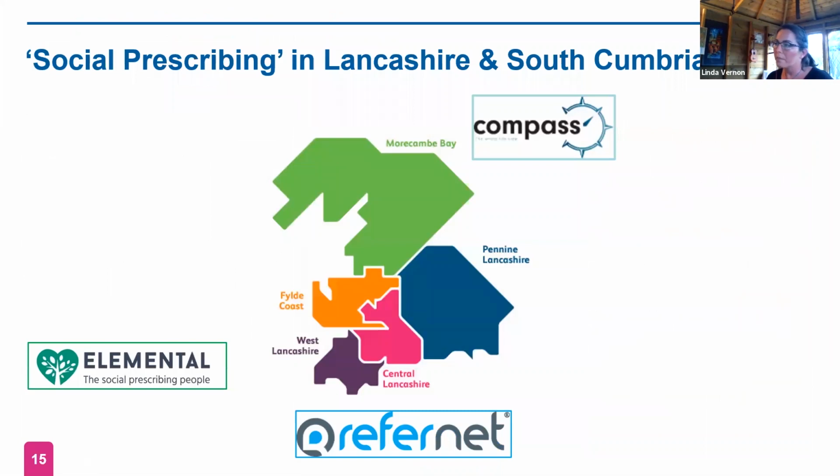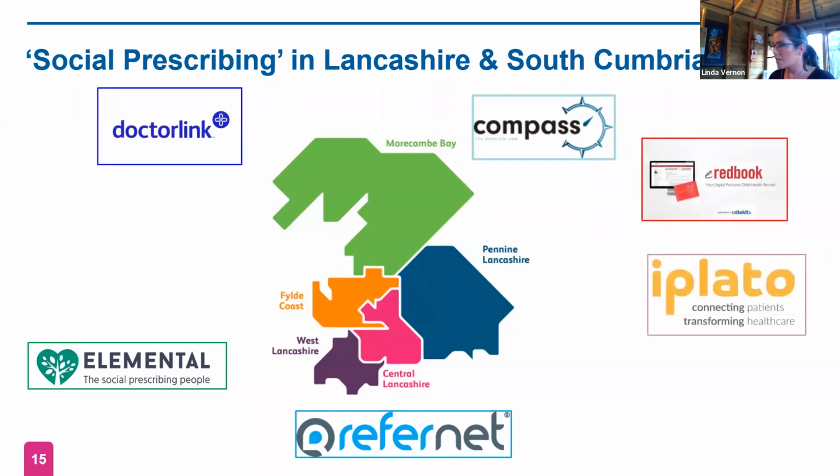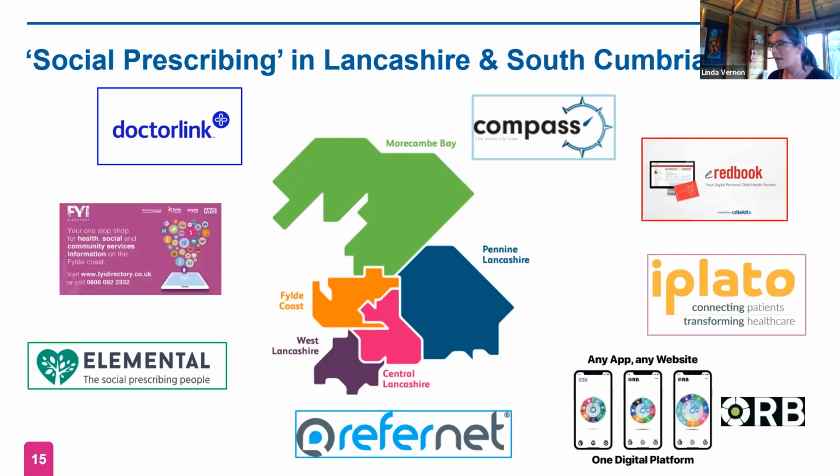You can flick on. So the complexity of a system that's supporting 1.8 million people is that we have different products that are supporting the social prescribing and enabling the social prescribing process in different parts of our region. Some of them are homegrown, so Compass and ReferNet are homegrown products. Elemental is probably a more well-established and well-known social prescribing platform. But the others, DrLink and iPlato, are primary care tools that allow people to book an appointment with a GP, but also allow people to be triaged to a community service if it's more appropriate.